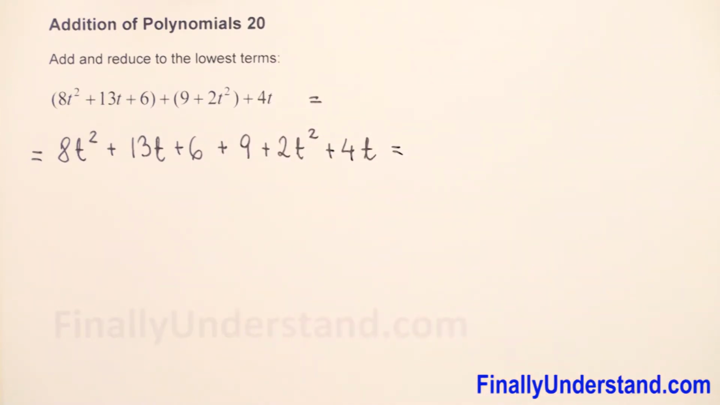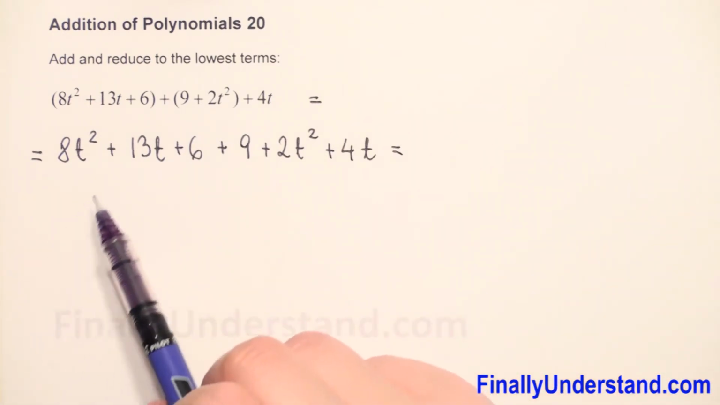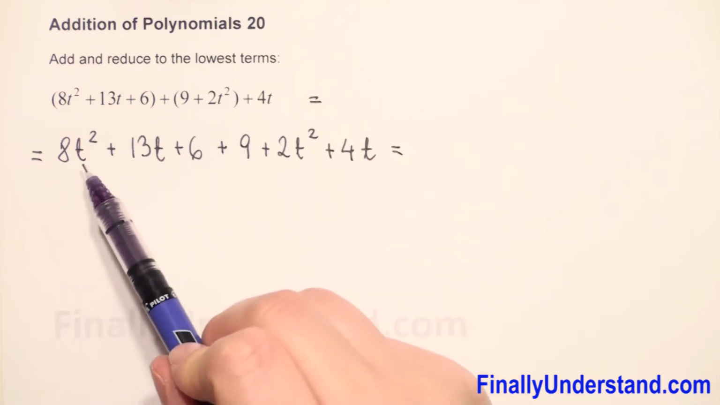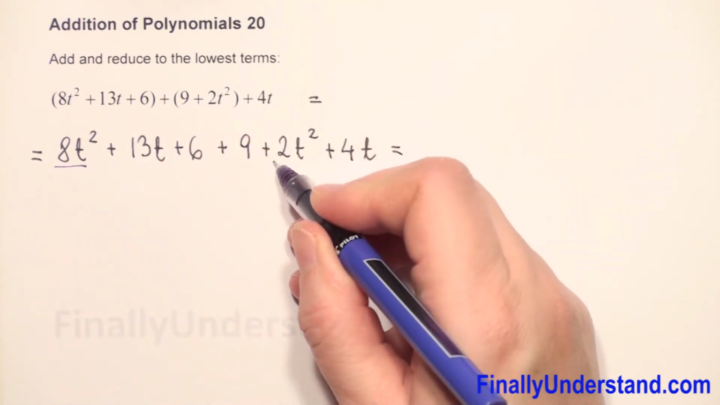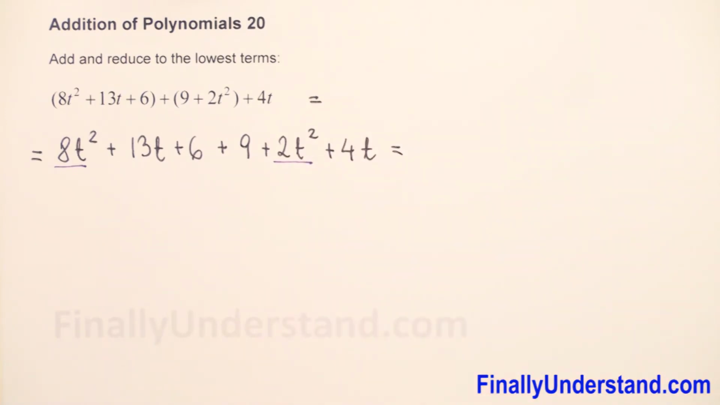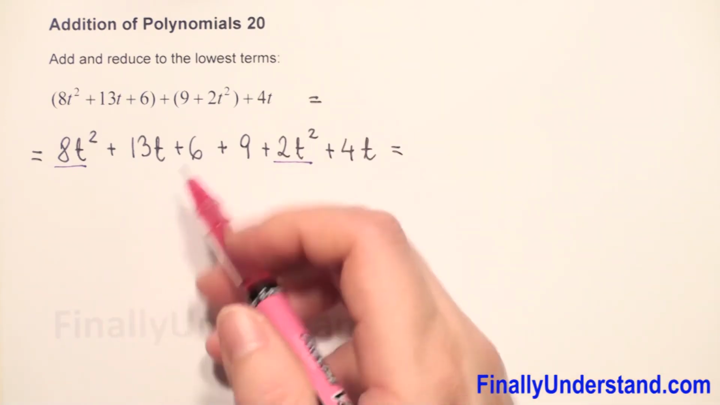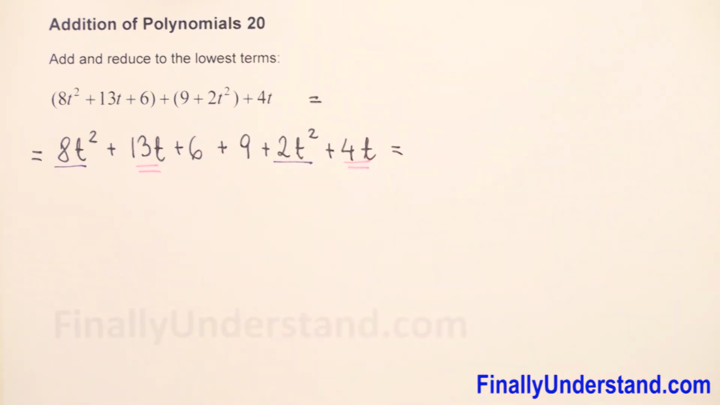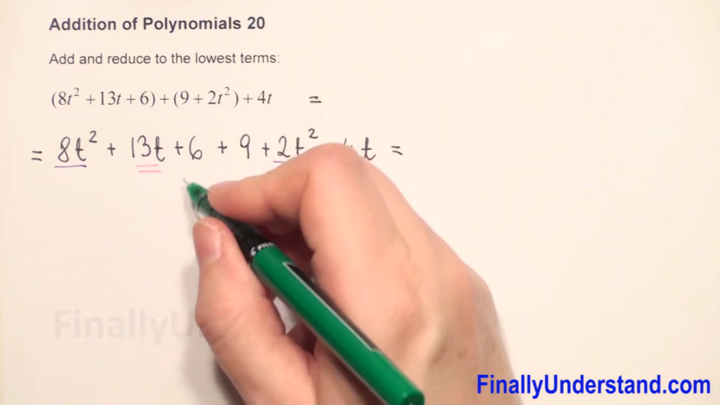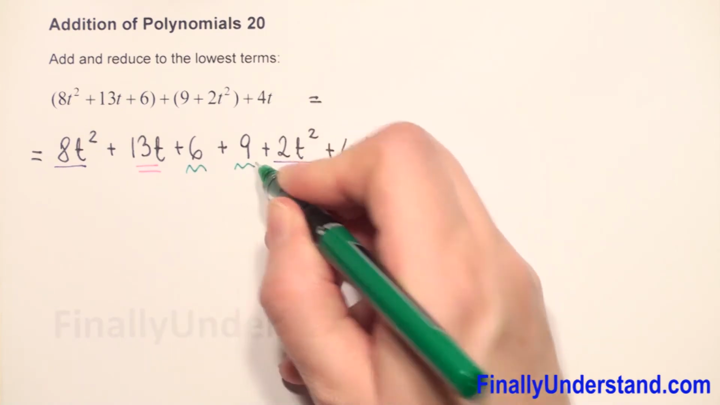Next we have to combine the like terms. We start from the highest power. We have only the variable t here. The highest power is t squared. So we have 8t squared, 2t squared. Next we have 13t and 4t, and the constants are 6 and 9.